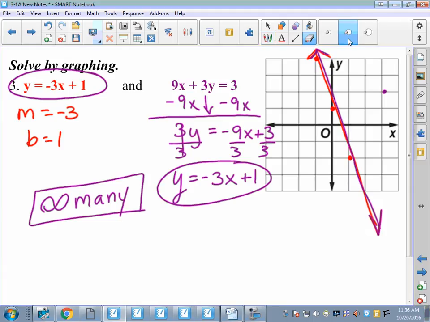Infinitely many means I don't have one solution, I can't name them all, so I drew you a picture and I'm recognizing that there's an infinite supply of solutions. Every ordered pair on the red line works and is a solution for the purple.